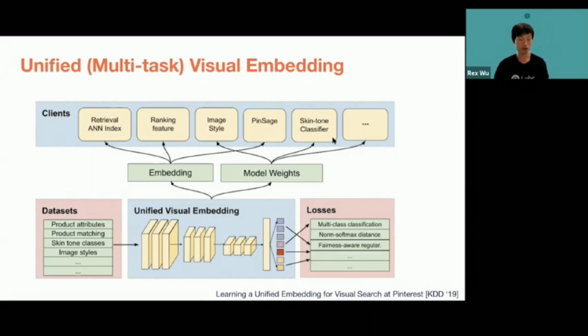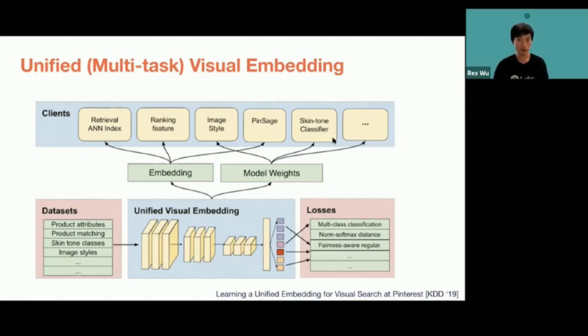Another solution is to set up multi-task training. That's what we do: have one single unified embedding that's trained with all the tasks we care about. I will defer the details of how we set up this multi-task training to our 2019 KDD paper titled Learning a Unified Embedding for Visual Search at Pinterest.